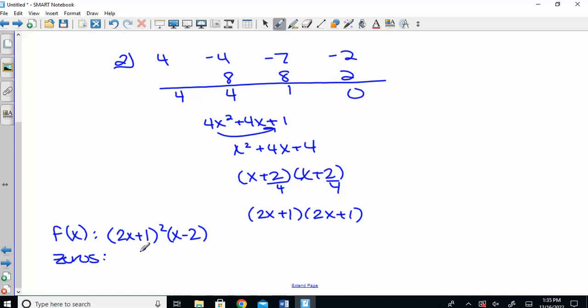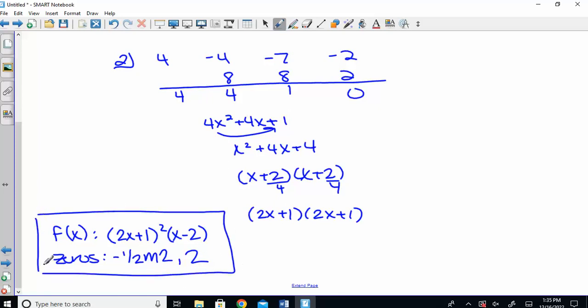The zeros, you set each of those equal to 0. So if 2x plus 1 equals 0, you get negative 1/2. Because it was squared, that's a multiplicity of 2. And if x minus 2 equals 0, that's a positive 2. So these problems were a little more involved, so that would be a higher point value question. Is everybody okay on how to do that?